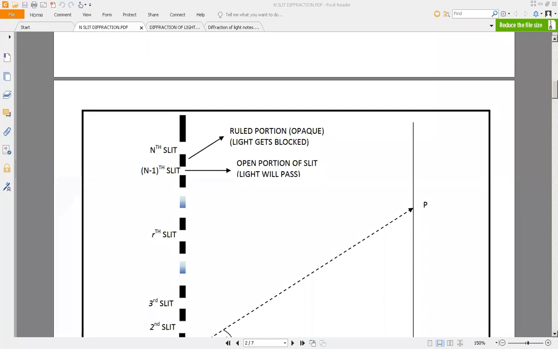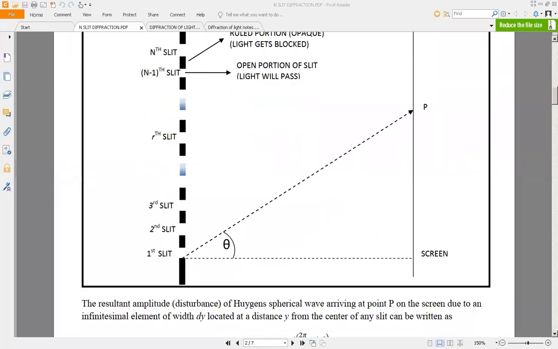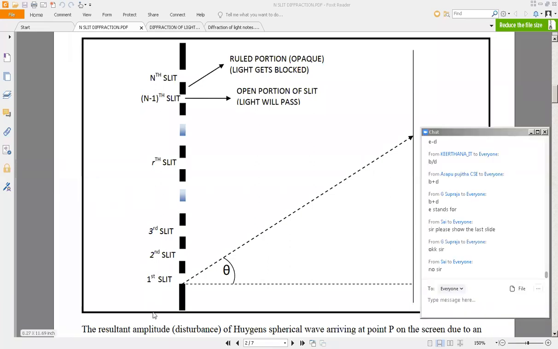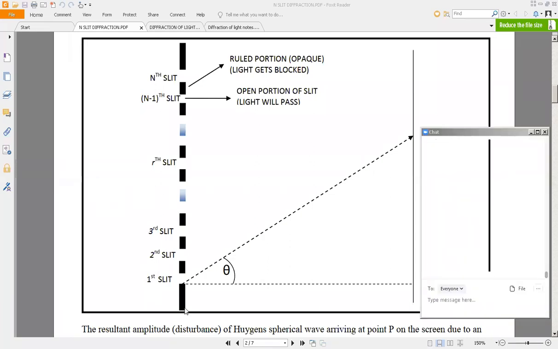e stands for separation, slit separation. Supraja. Last slide? Which slide? You mean this one? The present slide? Is this? No. Sai, which slide?